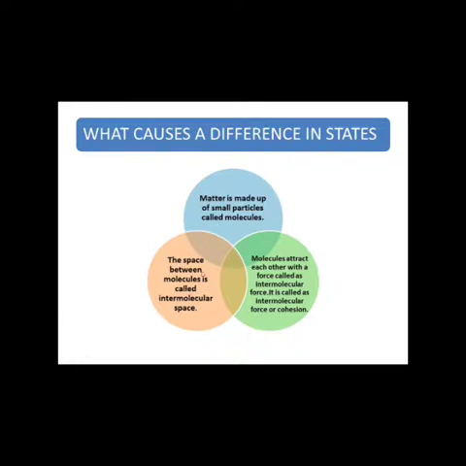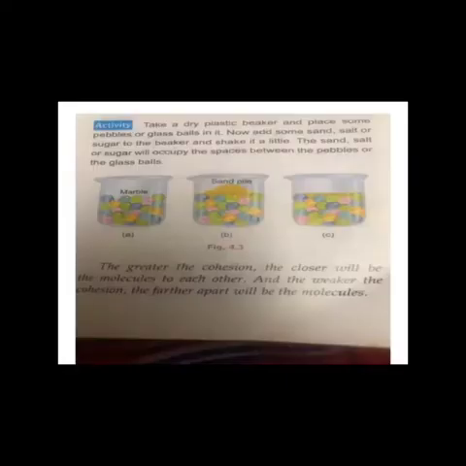The 3 points are important. Matter is made up of small particles called molecules. Molecules attract each other with a force that is called intermolecular force or cohesion. And the space between the molecules is called the intermolecular space. Now let us see an activity related to that.